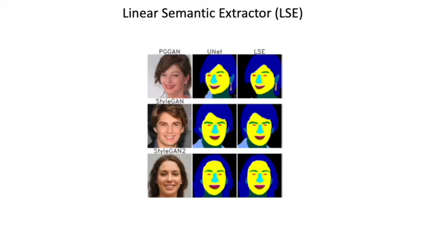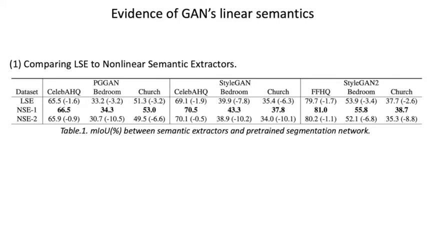Results show that the prediction of LSE displayed in the third column is close to the prediction of UNet shown in the second column. As the aim of this work is to study how GANs model image semantics, we try to prove that GANs encode semantics linearly. Our evidence for this claim is twofold. First, we study to what extent the semantics could be better extracted by nonlinear methods. For this purpose, we compared the LSE to two nonlinear semantic extractors, namely NSE1 and NSE2.